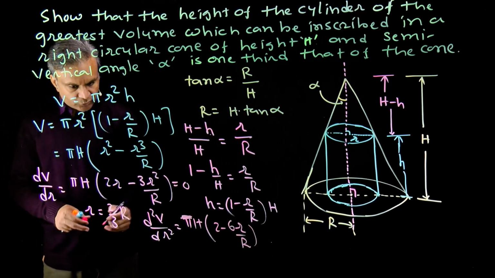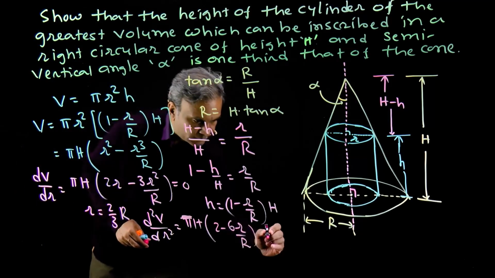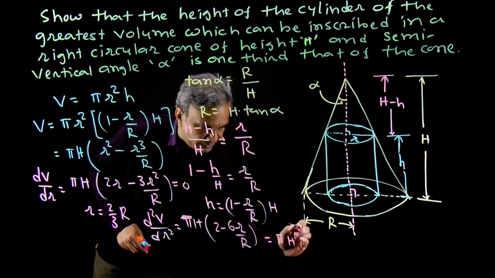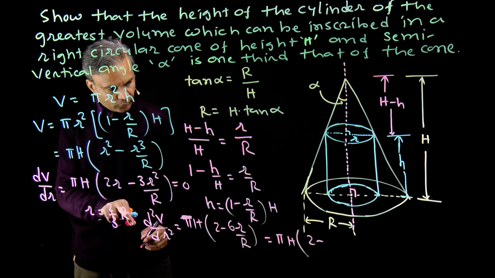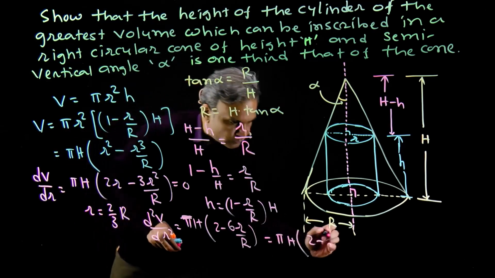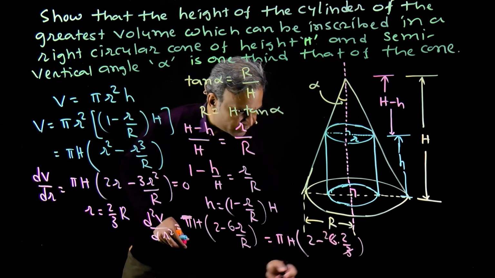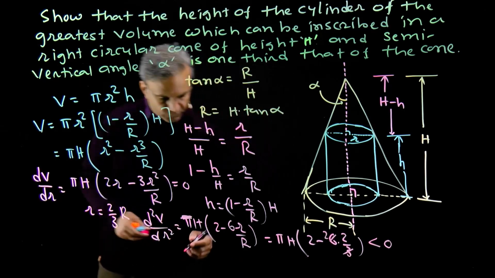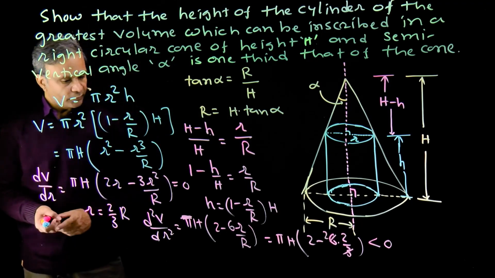Okay, put the value of r. It is 2 upon 3 capital R. This will be pi h into 2 minus, in fact r upon R is 2 upon 3, so we have 6 into 2 upon 3, so this is minus 2. This is less than 0, so definitely this will be a point of maxima. That the point of maxima is confirmed.